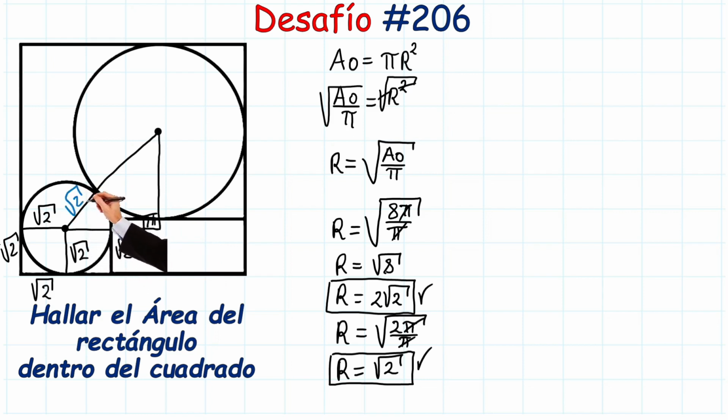And now we're going to see over here, this part here is the radius, so it's square root of 2. And the radius of the large one is 2 times the square root of 2. Now you see why we changed it to this square root of 8. Because now we can add.